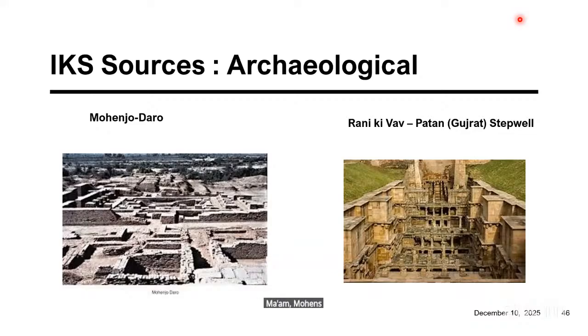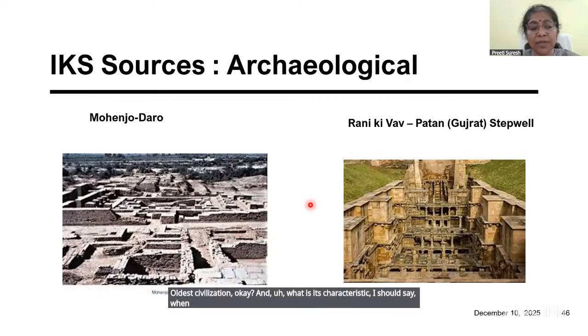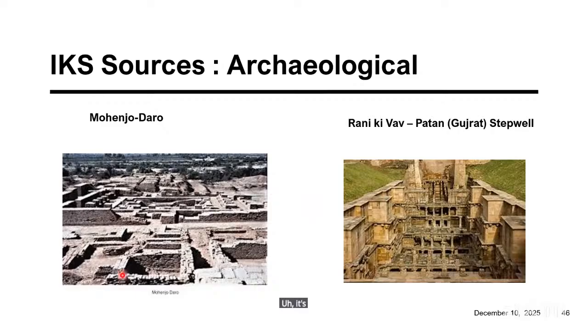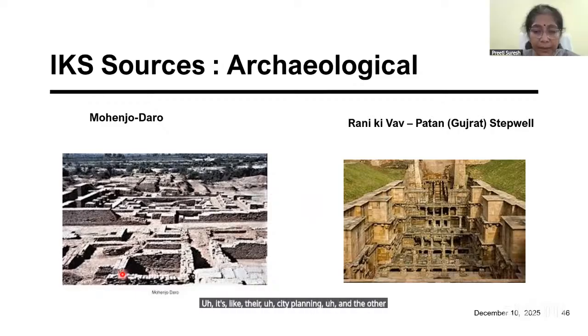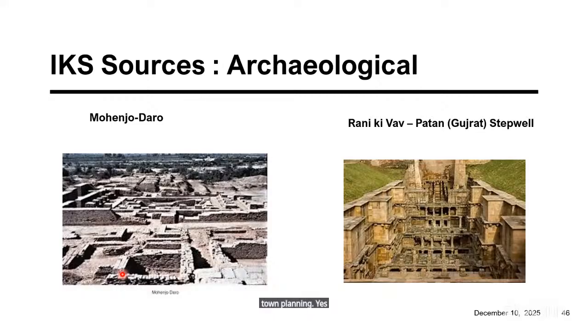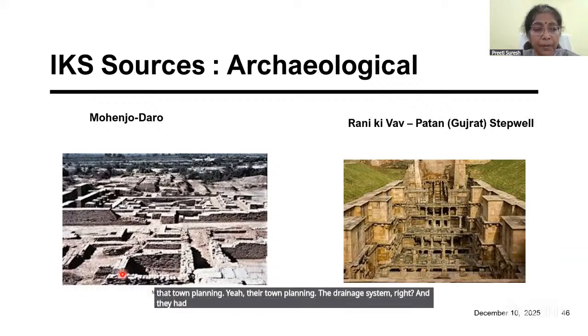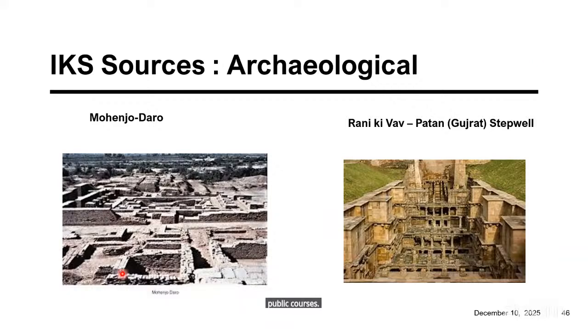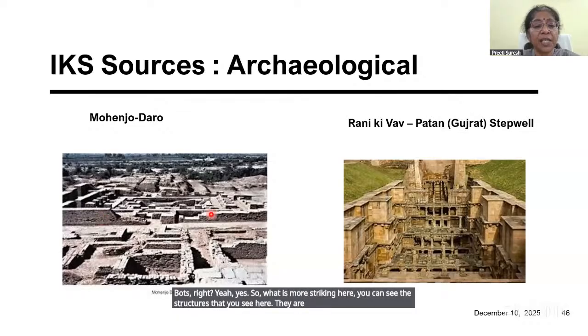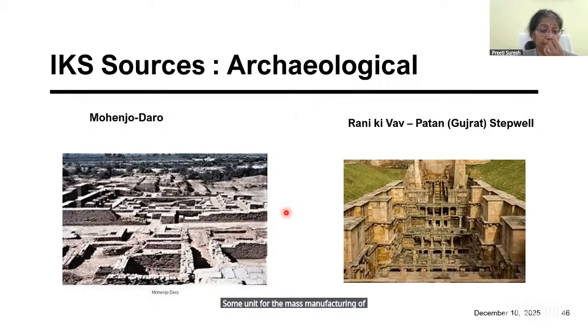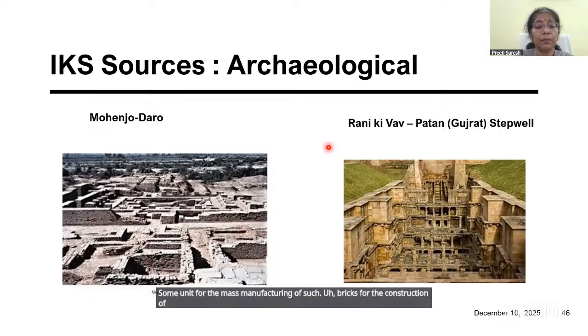Ma'am, Mohenjo-daro is mentioned as the oldest civilization. Oldest civilization, okay. And what is its characteristic when we use the term civilization? It's their town planning, their drainage system, right? And they had public paths. So what is more striking here, you can see the structures are made of bricks of uniform size.